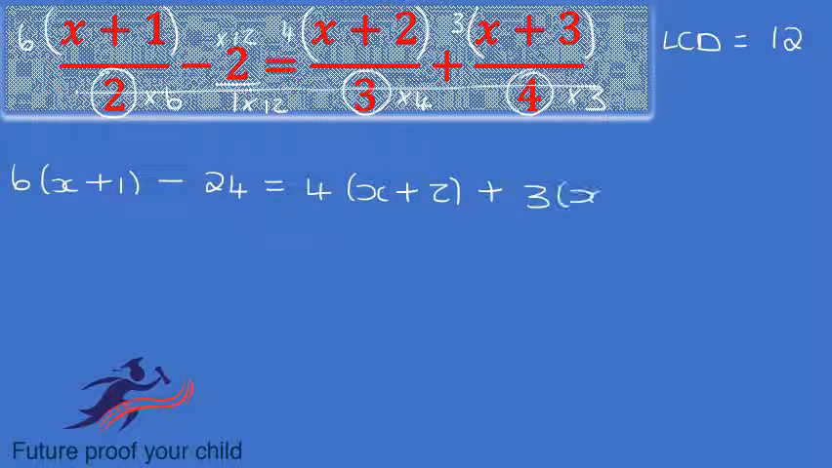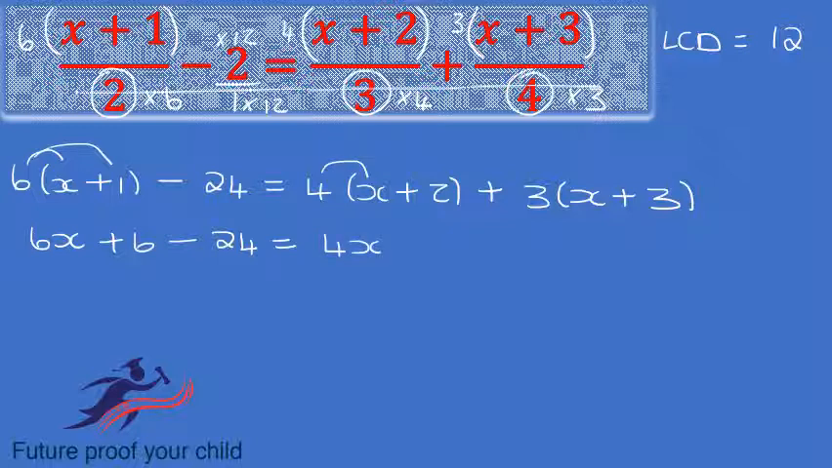And then get rid of the brackets by distributing into the brackets. In other words, 6 times x is 6x. 6 times positive 1 is 6. Minus 24. Equals 4 times x is 4x. 4 times 2 is 8. Then 3 times x is 3x. And 3 times 3 is positive 9.